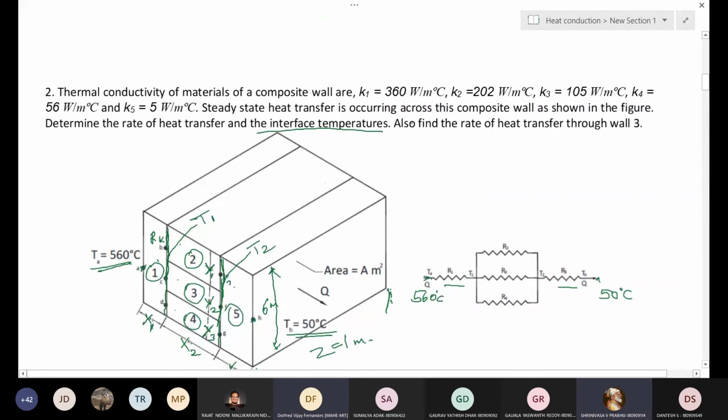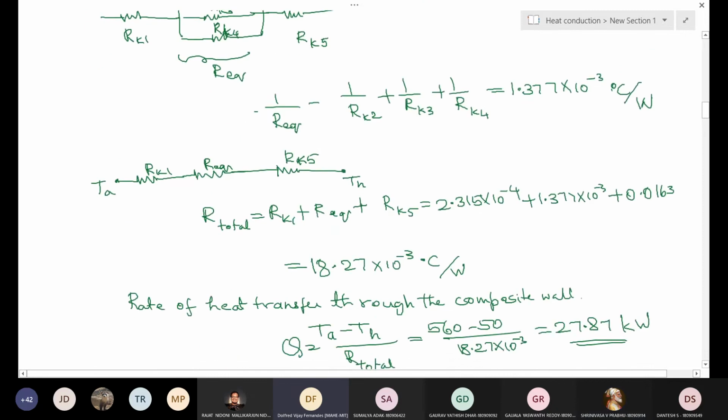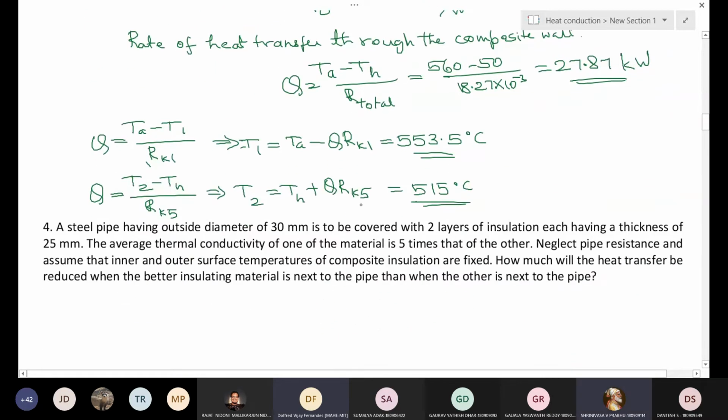The maximum temperature drop takes place in the last wall because it has the highest resistance. The thermal conductivity for that wall is very small. So we have the maximum temperature drop across the last wall, 515 to 50. On the left side, the temperature is 515. On the right side, it's 50 degrees centigrade.